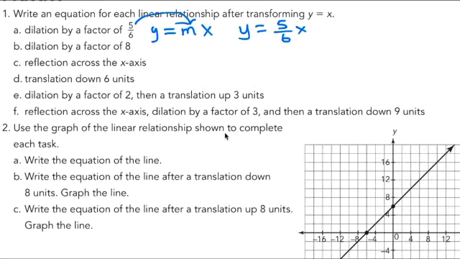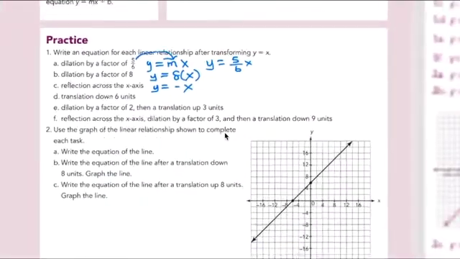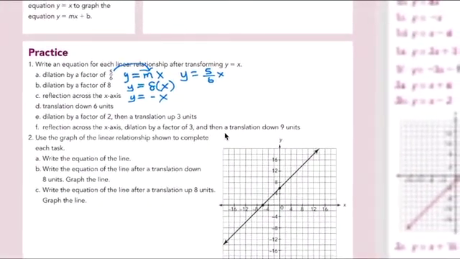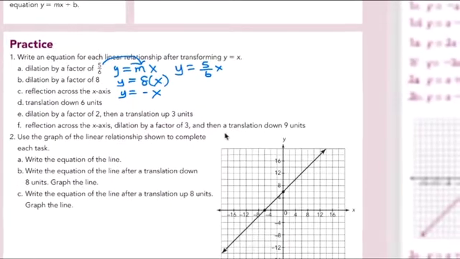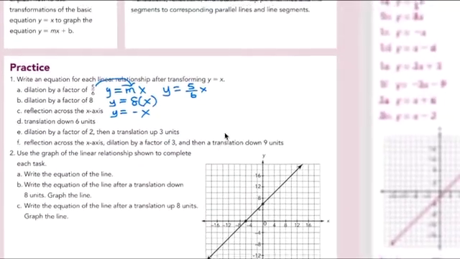Same thing here, factor of 8. So y equals dilation of 8 by a factor of 8. It's increasing by that much. You can write it like that, or just y equals 8x. Reflect over the x-axis. That's y equals negative x. There's all the answer.